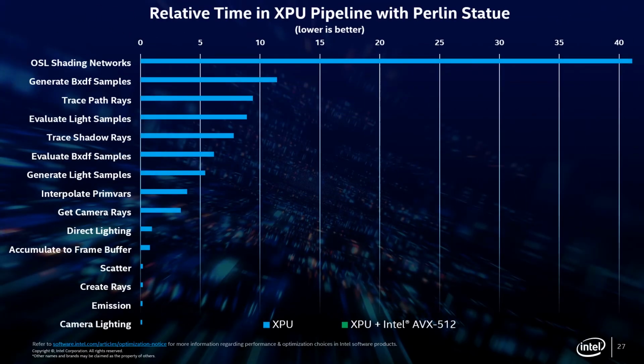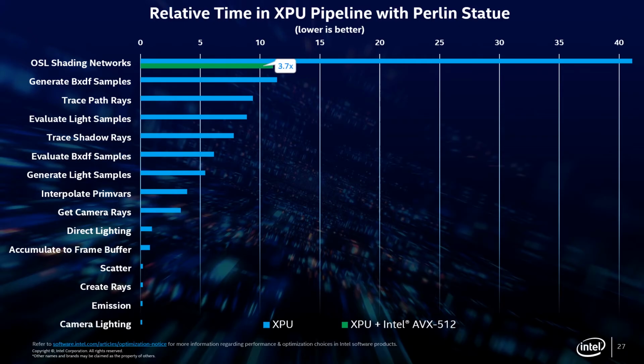To drive that point home, let's examine the relative time spent in each of the individual pipeline stages within XPU when rendering the Perlin statue. We see we're spending 40% plus of the time shading with OSL. And moving to Intel AVX-512 with the SIMD version of OSL, we're seeing a solid 3.7x speedup. That 3.7x is pretty close to our theoretical limit of a 4x speedup, moving from 4 wide to 16 wide SIMD for the Perlin noise function.